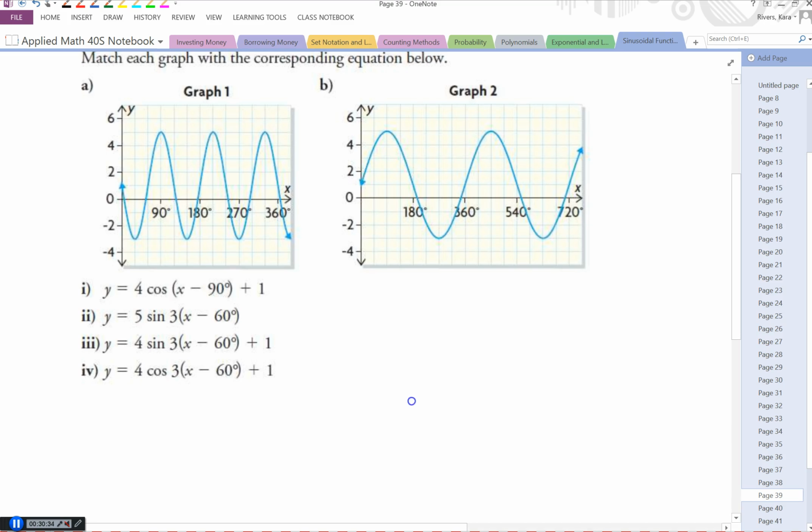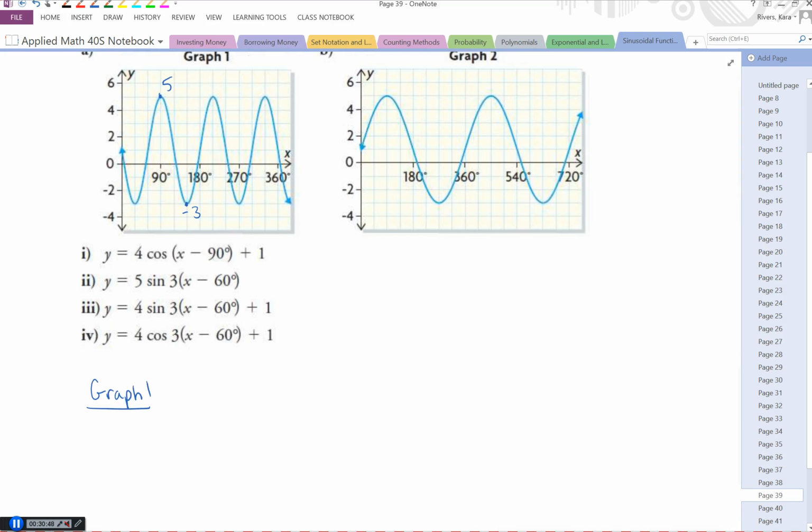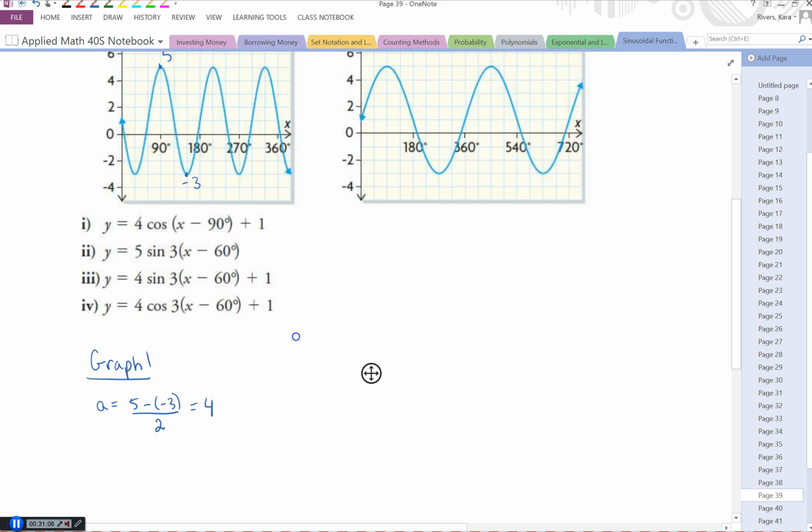In graph 1, just write it down here, graph 1, I can see my maximum and my minimum. So my maximum is 5 and my minimum is -3. So from that, I can determine my A value, and my A value is going to be 5 minus -3 divided by 2, and my A value is going to be 4. So I know it's not going to be equation 2, but all the rest of them have 4 as their A value. Now I can figure out my D value similarly, because that would be 5 plus -3 divided by 2, and that would give me a value of 1. So again, that actually didn't help.